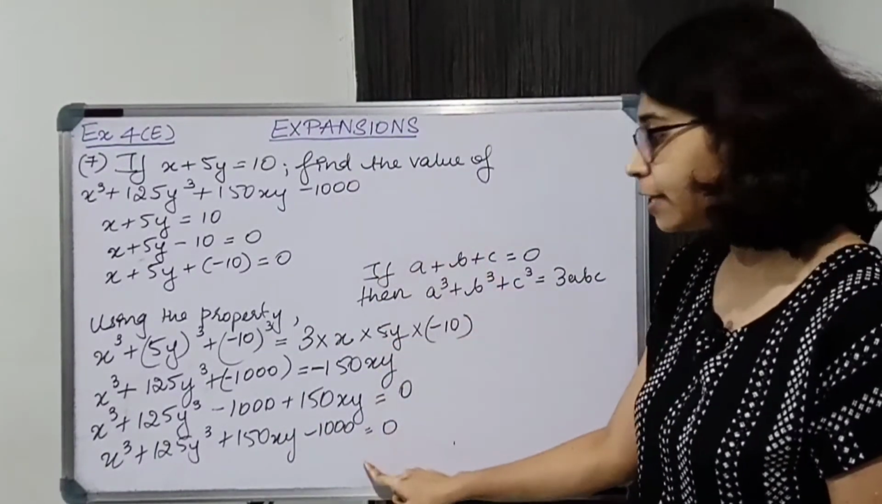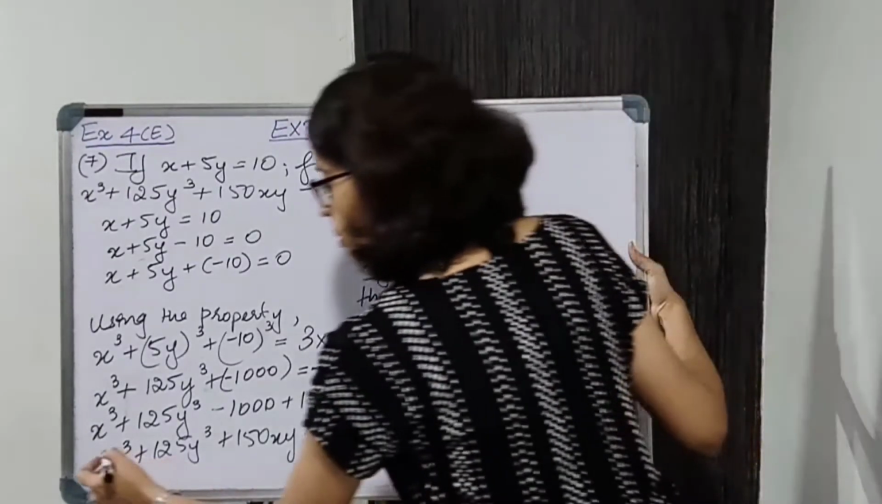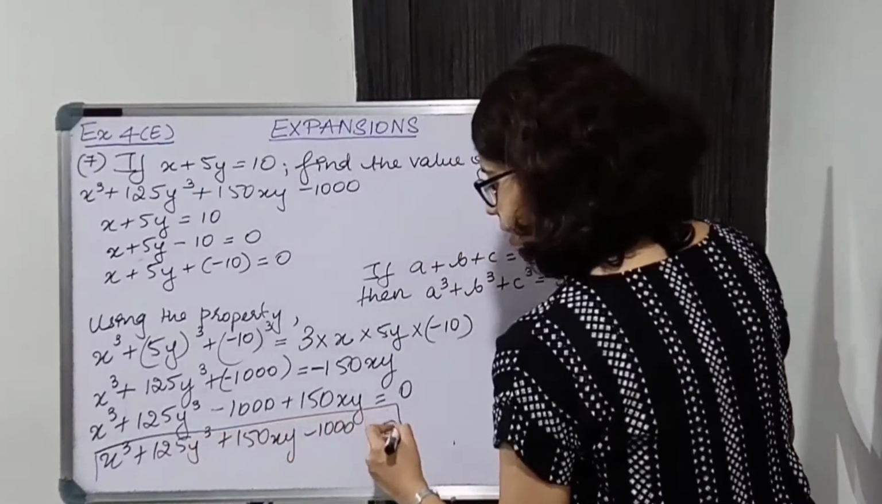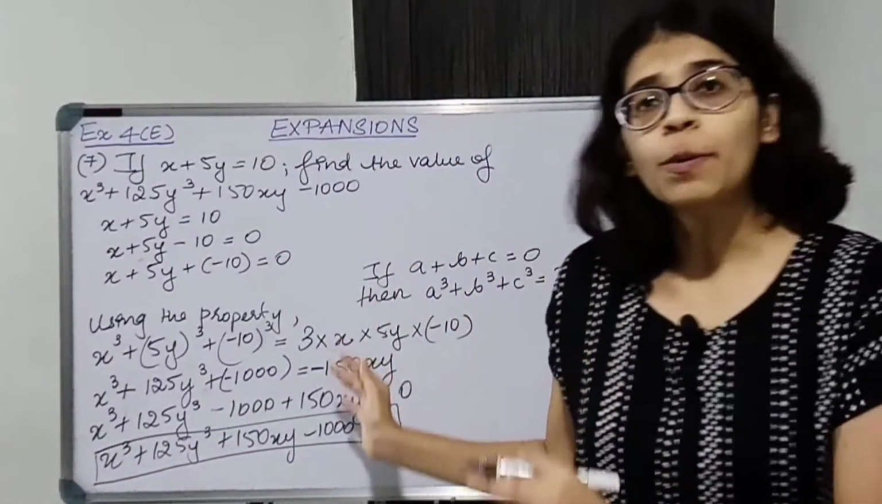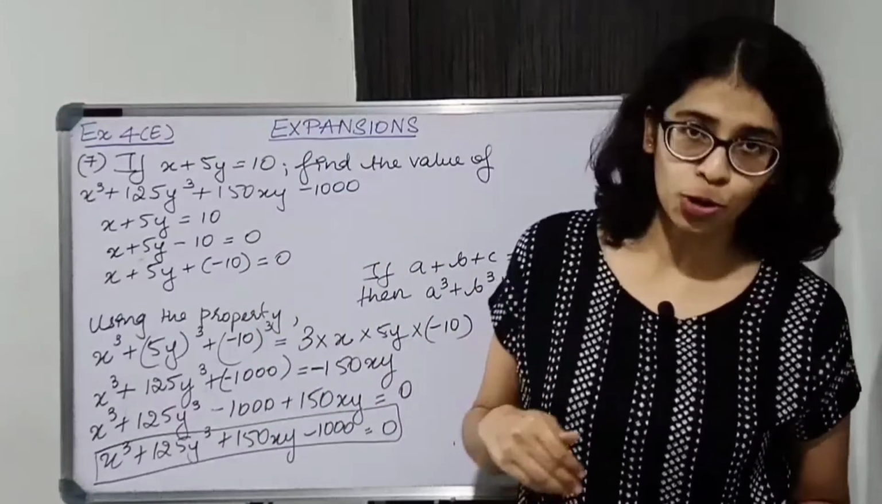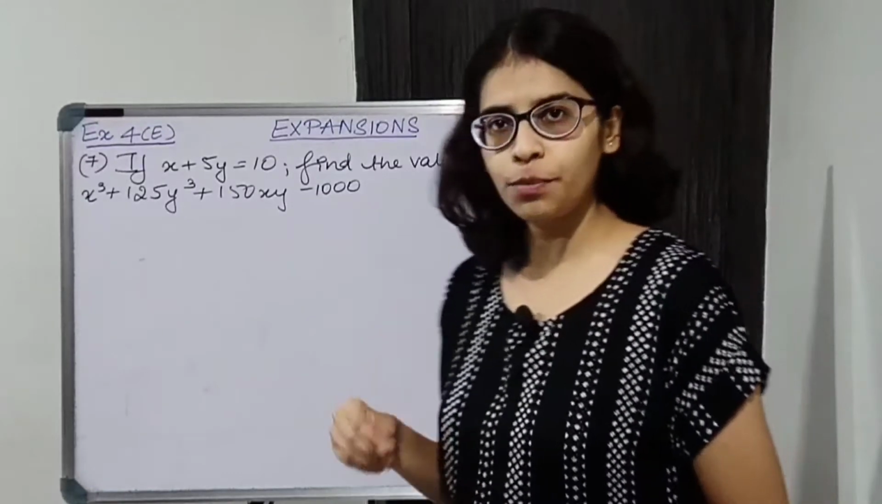We had to find the value of this. Okay, so box this or underline this, students. Okay, this is using the property. Now in the second method we will not use the property. Now in the second method we are not using the property.